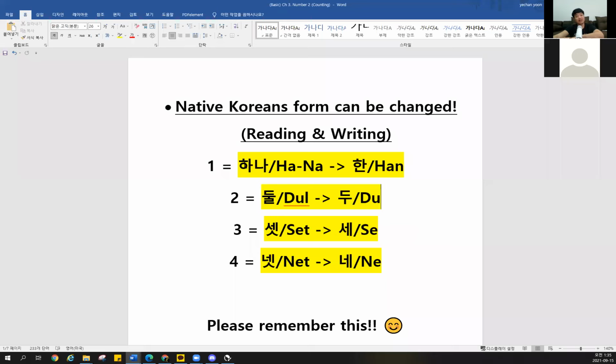So what is one in native Korean? It is hana, right? But that can be changed to han. Han is the changing form. How about 2? The original native Korean is 둘, right? But the changing form is going to be 두.